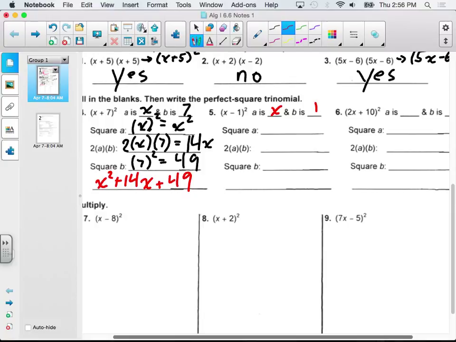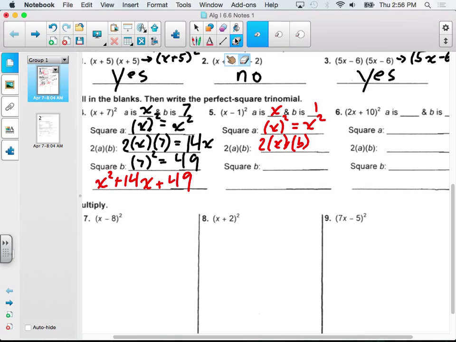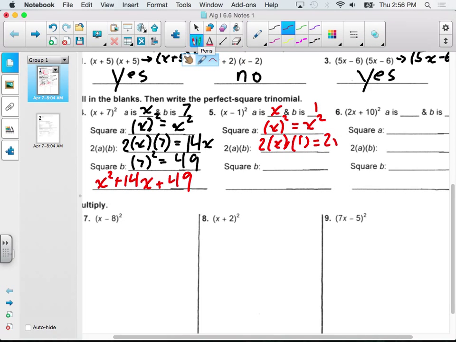So then, just follow our steps. We square our a value. X in parentheses squared becomes x squared. 2ab. So just substitute in our b and a. B is number 1. Equals 2x. Then square b.